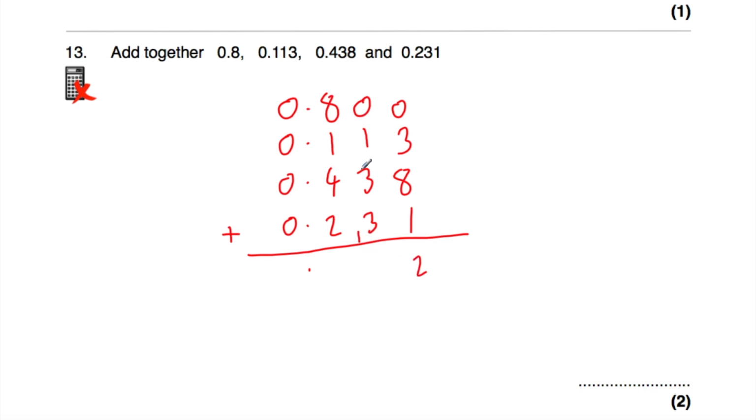1 plus 3 is equal to 4, plus 3 is equal to 7, plus another 1 is equal to 8, so an 8. 8 plus 1 is equal to 9, plus 4 is equal to 13, plus another 2 is equal to 15, so put a 5 down and carry a 1. And 0 plus 0 plus 0 plus 0 plus 1 is equal to 1. So the answer is 1.582, and that's it.